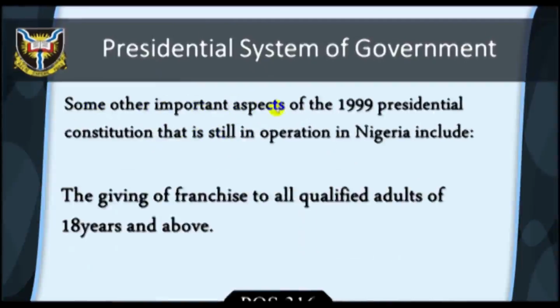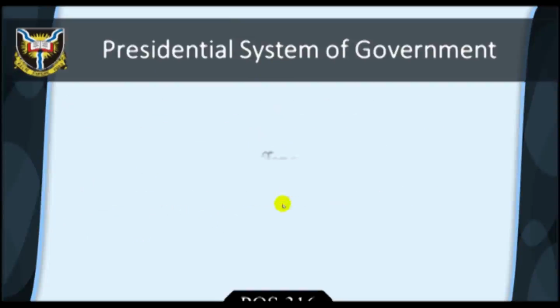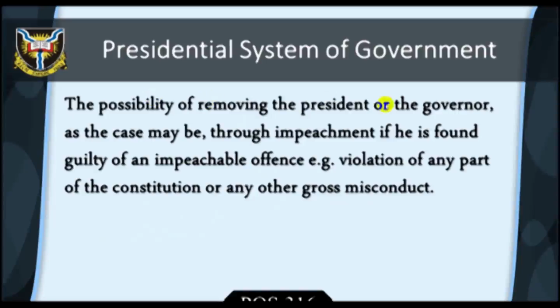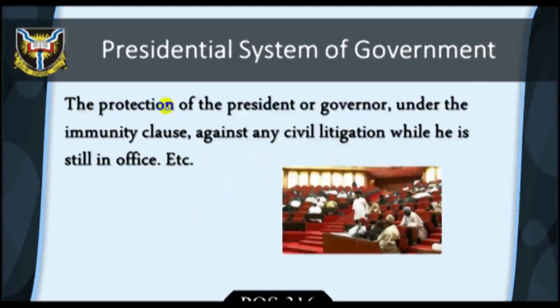Some other important aspects of the 1999 Presidential Constitution that is still in operation in Nigeria include: 1. The giving of franchise to all qualified adults of 18 years and above. 2. The possibility of removing the president or the governor, as the case may be, through impeachment if he is found guilty of an impeachable offense, such as violation of any part of the Constitution or any other gross misconduct. 3. The protection of the president or governor under the immunity clause against any civil litigation while he is still in office.